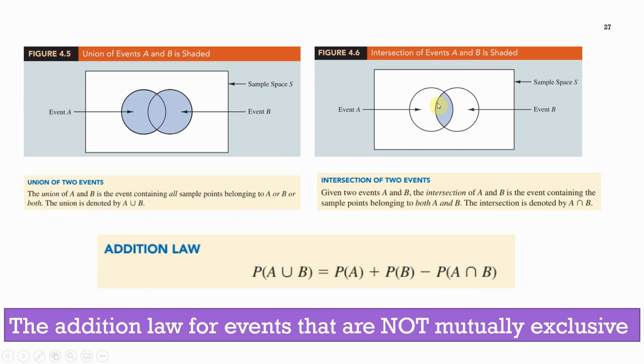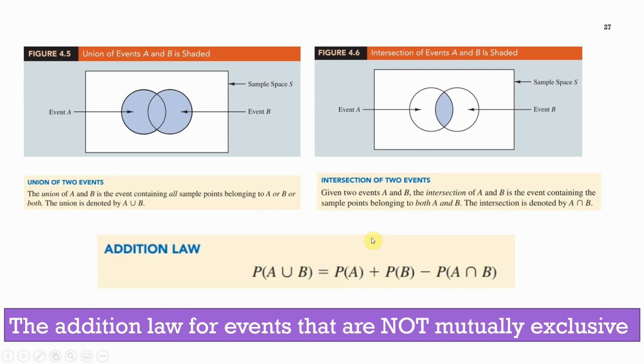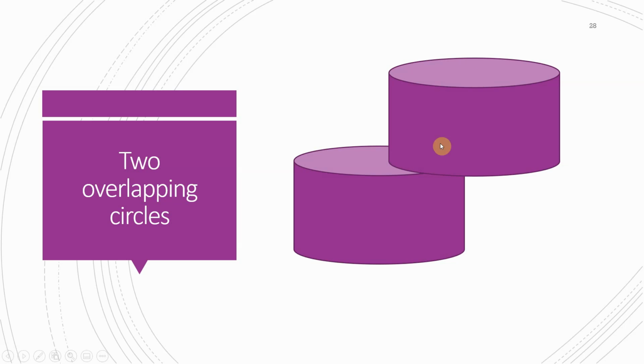Remember, we've counted this area twice, so we need to subtract some of it out. So here's a 3D image of what I'm saying. This could be event A. This is event B, right? Some of them overlap. So I've taken this image here and flipped it on its side. What we're doing is, because it's overlapping, there are technically two areas that are overlapping.